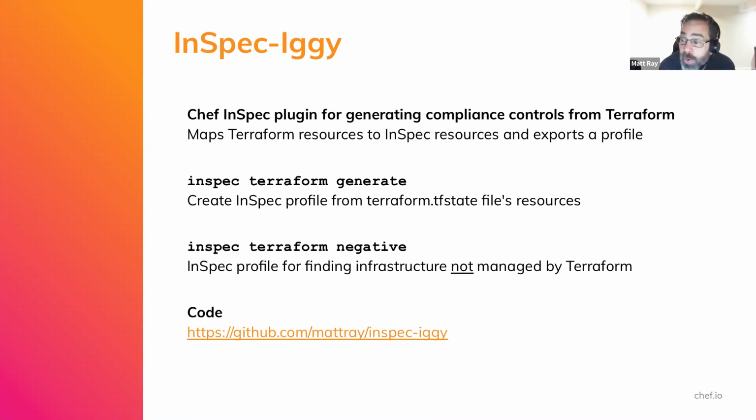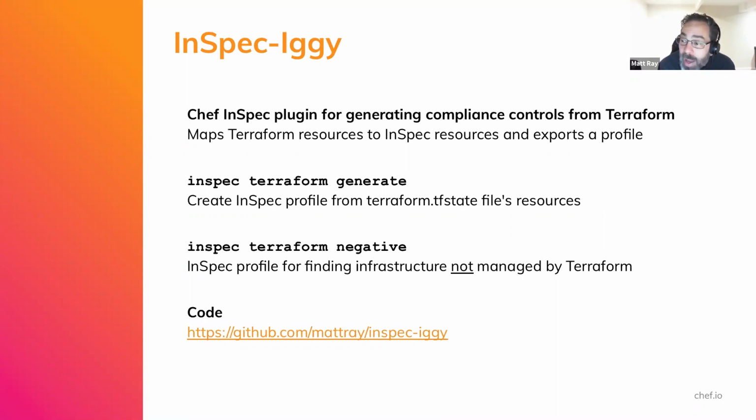InSpec Terraform Generate is going to take your TF state file and map all those resources to their InSpec equivalents. So in the case of our demo, we've got a VPC, security groups, elastic load balancer, and a web instance. It's going to create a coverage of that. And then there's InSpec Terraform Negative.